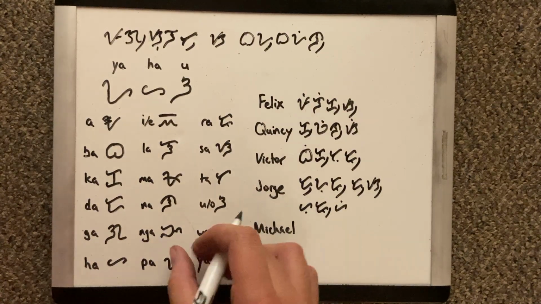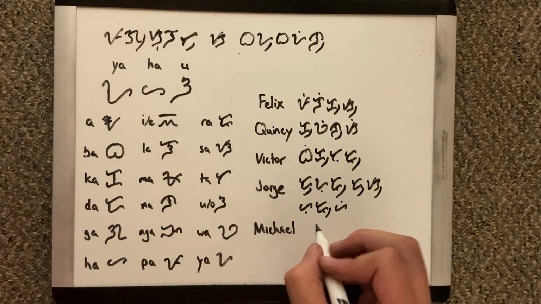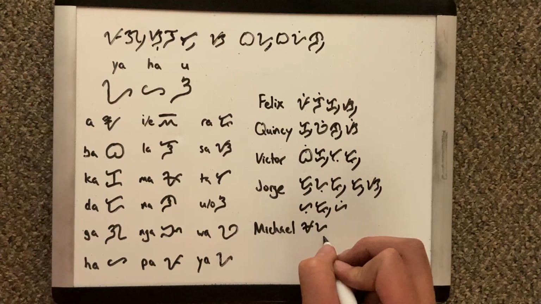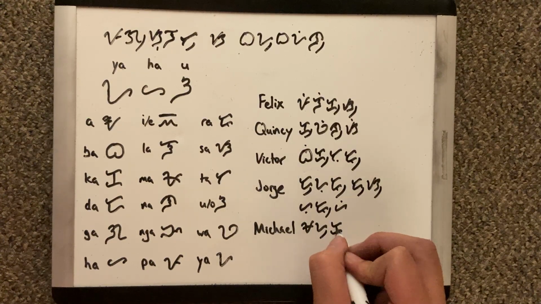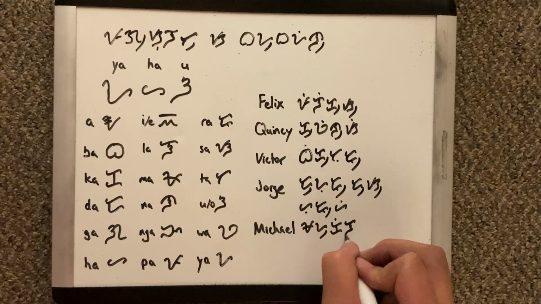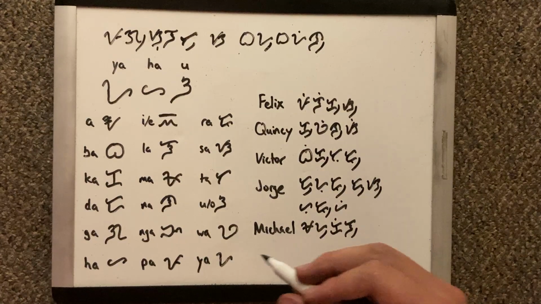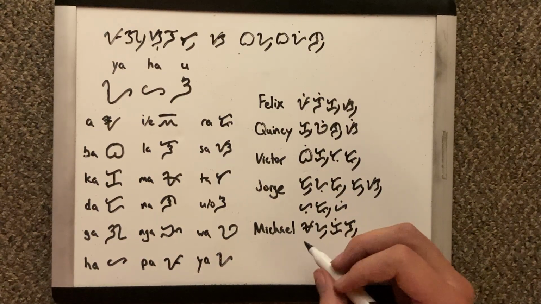Lastly, this name. I would look at this and say Michael, so I'll write ma, ye, ke, l. But you might have looked at this and instead thought Mikael.